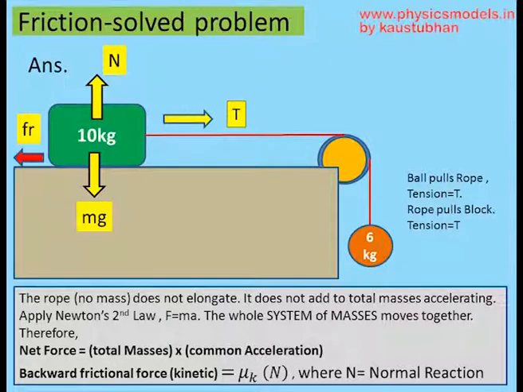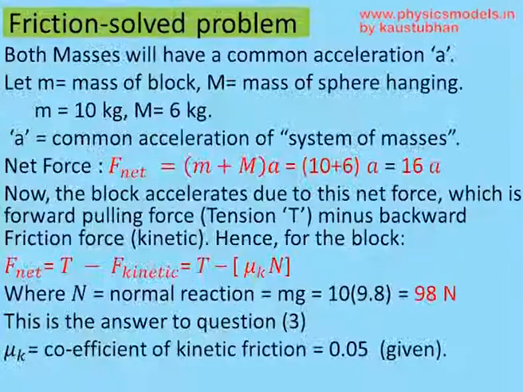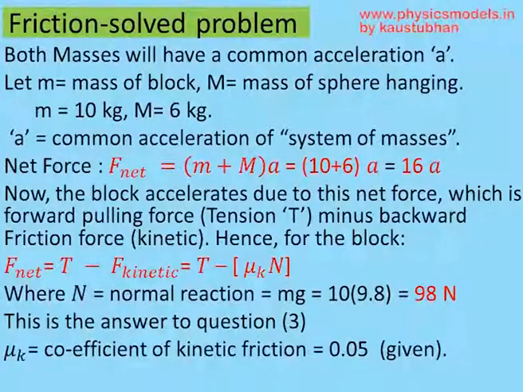So F equals ma applies here. Instead of m, we put the total mass, and instead of a, we put the common acceleration. Therefore, the concept of common acceleration has come for the system. So here we have to think at the system level. The backward frictional force is of course equal to mu k into N, where N is the normal reaction. Now, with that understanding of the net force, and we'll keep coming back to this net force, F net becomes (m plus m) into a, which is (10 kg plus 6 kg) into a, which is 16a.